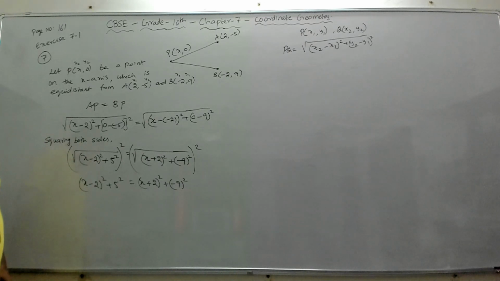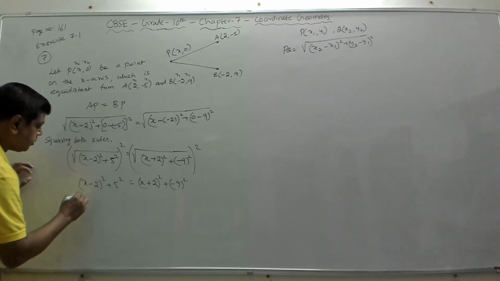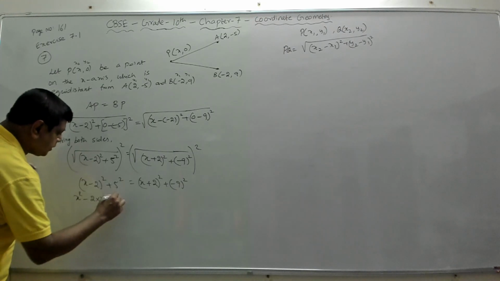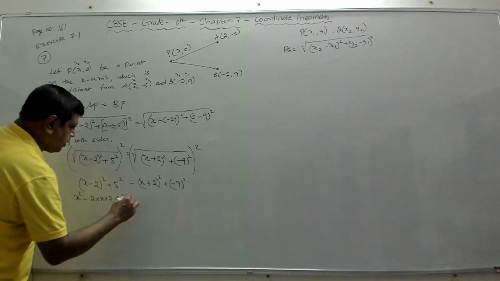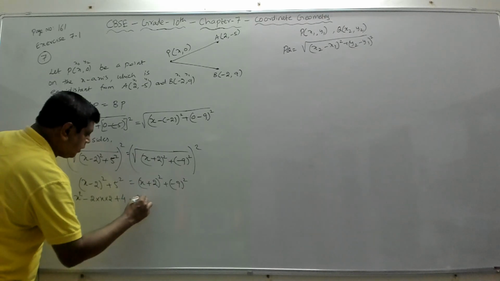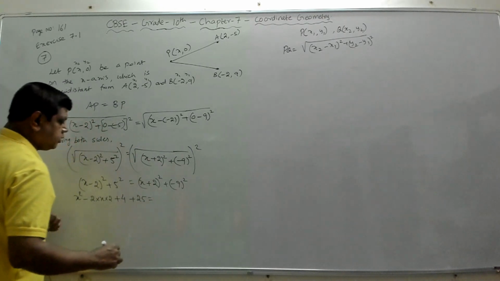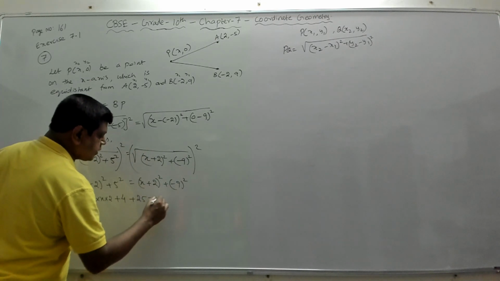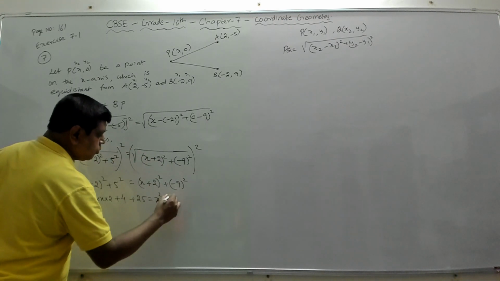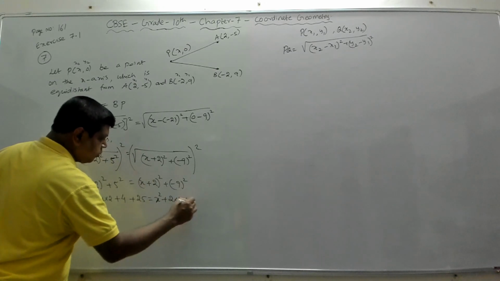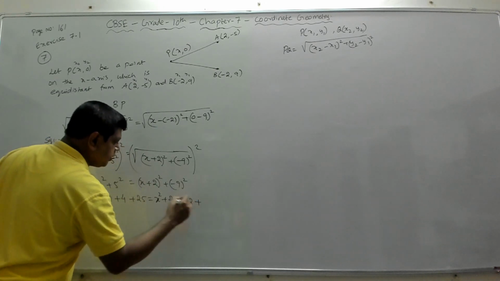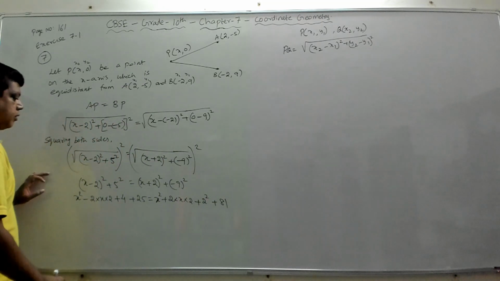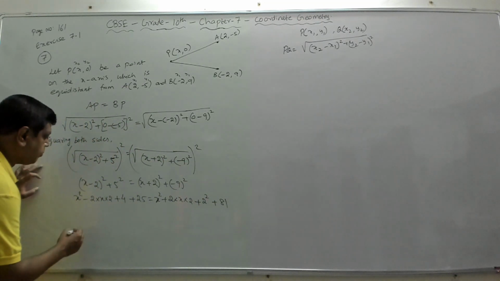Fine. Now let's expand this. This is (a minus b) the whole square. That's a square minus 2ab, 2 into x into b, plus b square, which is 4, plus 5 square is 25, equal to, again we go here, apply (a plus b) the whole square here. This is a is x, a square plus 2 into a into b plus b square, which is 2 square, plus (minus 9) the whole square is 81. Now let's simplify this.